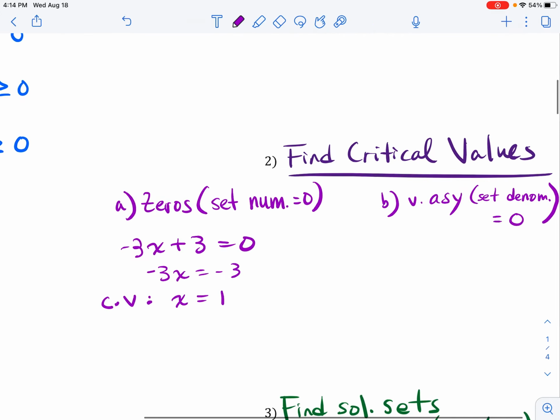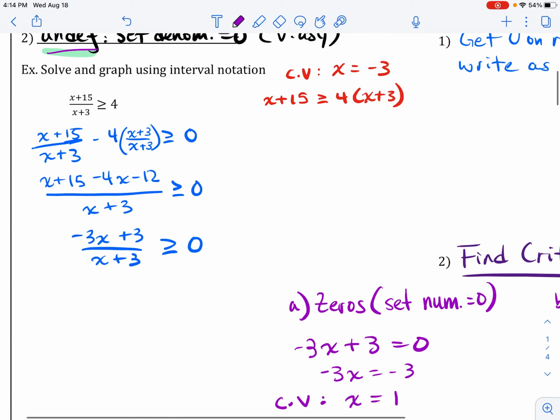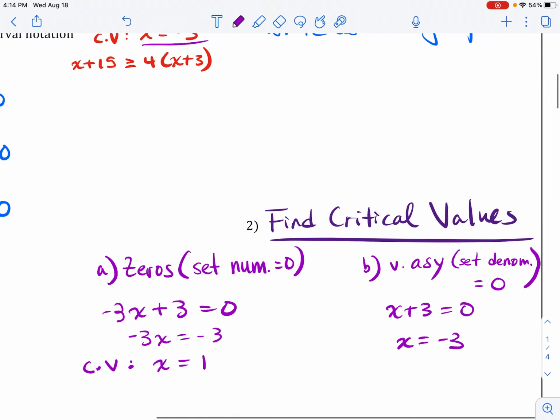Okay, so let's go ahead and write that. So now we're going to set our denominator equal to 0. X plus 3 is equal to 0. X is equal to negative 3. Which again, if you did this by cross multiplying, you found that from the get-go. But now we see our critical values. Okay, so we have two critical values.